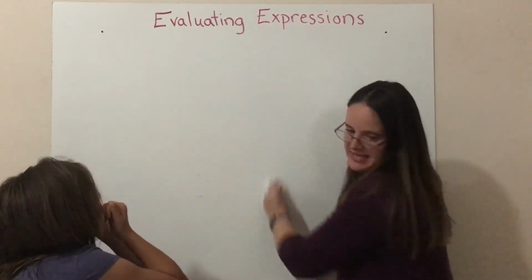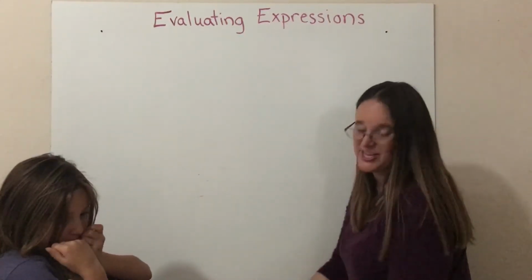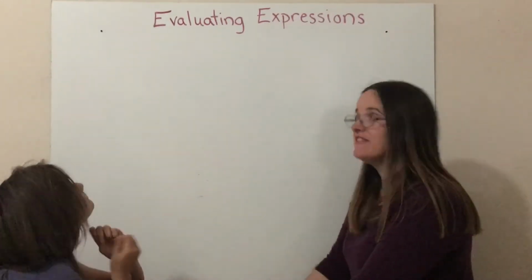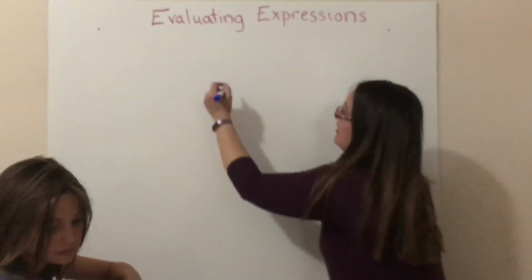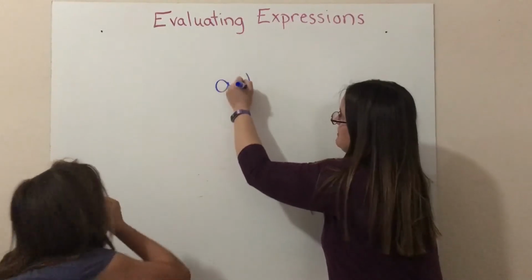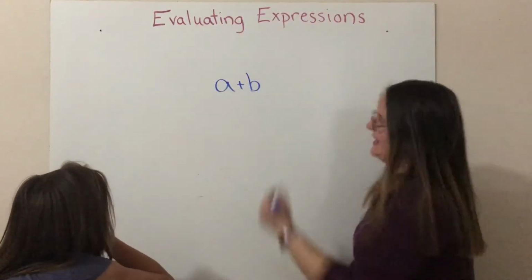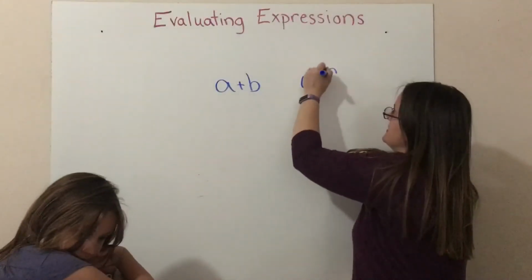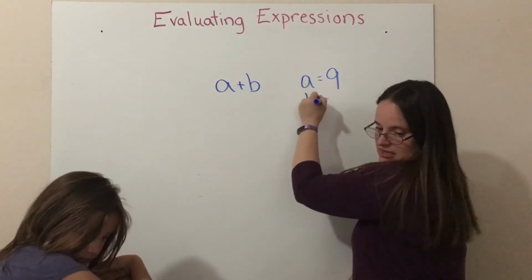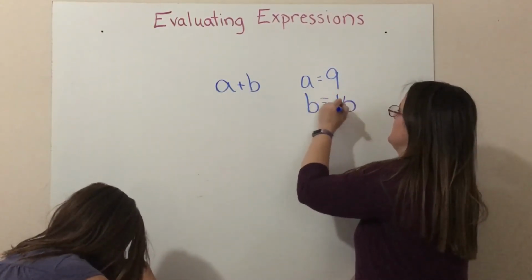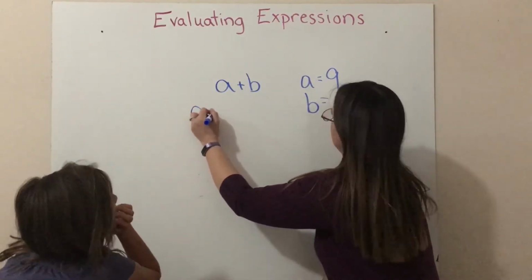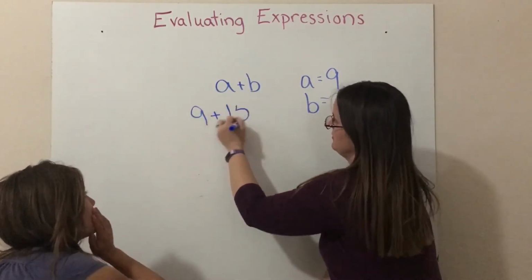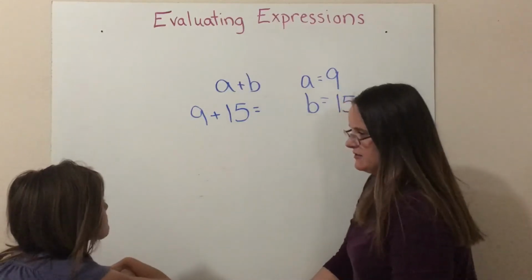Problem B has a little more of the language. Evaluate. Remember, evaluate means solve. So, solve a plus b when a equals 9 and b equals 15. Instead of a, we're going to write 9 plus, instead of b, we write 15. And Nyla, what did you get for that?